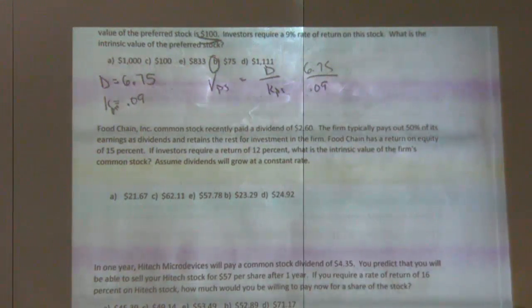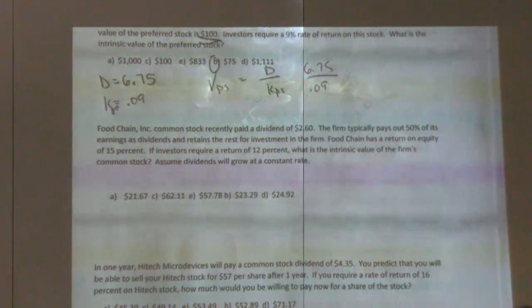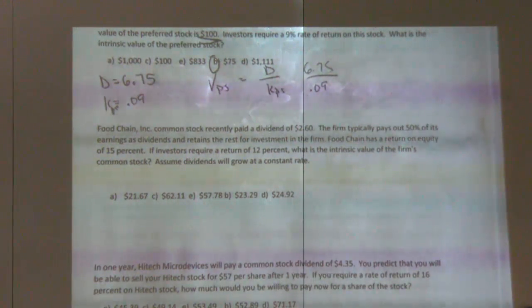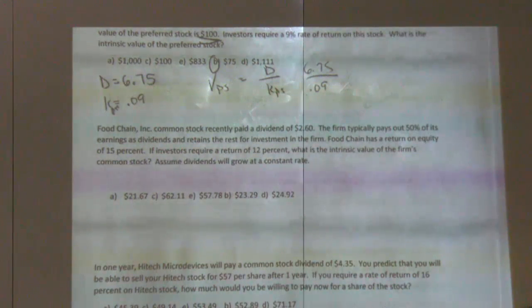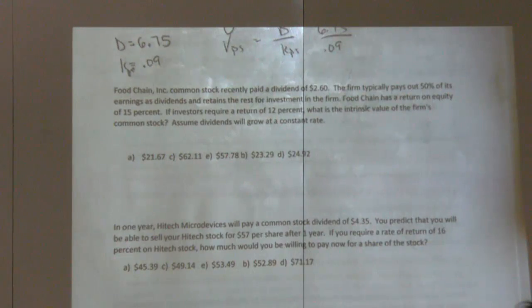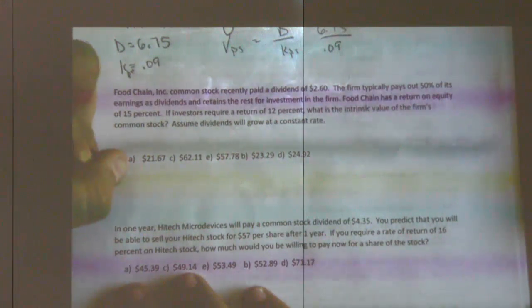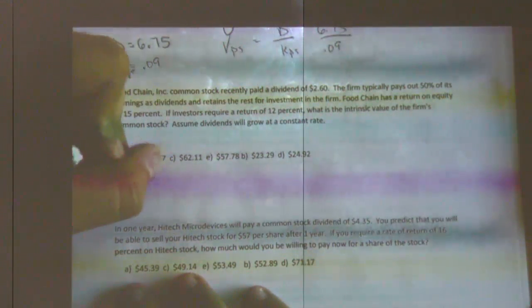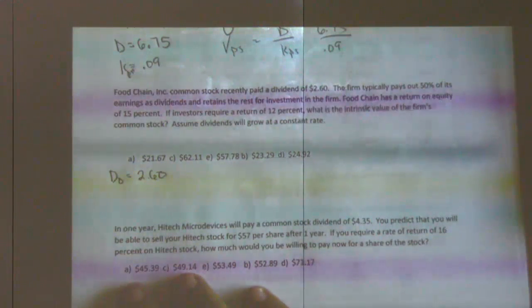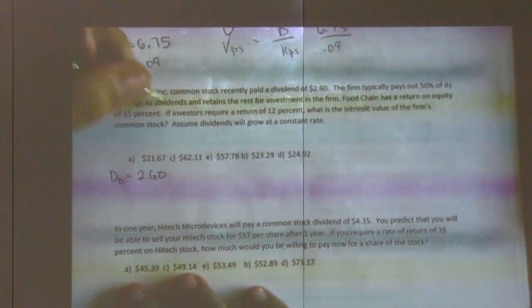Next one. We're doing common stock. So here we do have to worry about a growth rate for the common stock. They say they recently paid a dividend of 2.60. So you know your D0 is going to be 2.60. They recently paid out 50% of earnings as dividends and retain the rest.